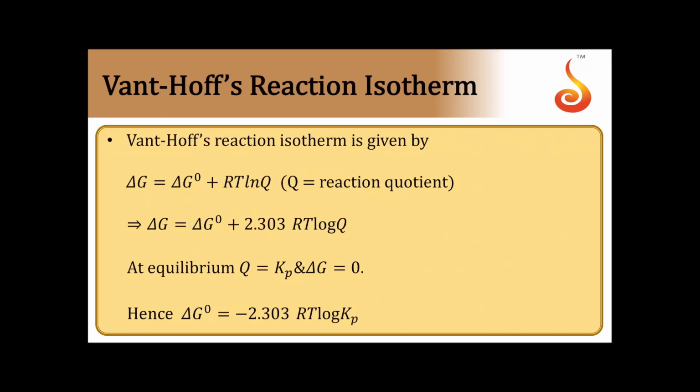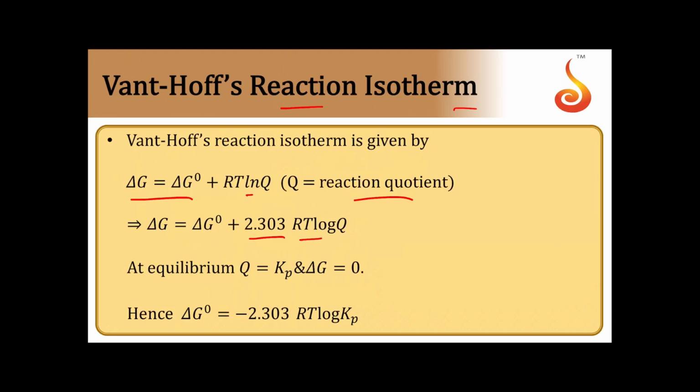Then Van 't Hoff's equation, Van 't Hoff's reaction isotherm, is given by delta G is equal to delta G naught plus RT ln Q. Q is called the reaction quotient. It's a natural logarithm, so ln Q. If we change to base 10, the equation becomes delta G is equal to delta G naught plus 2.303 RT log Q.